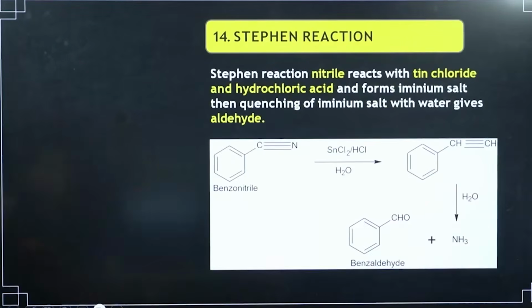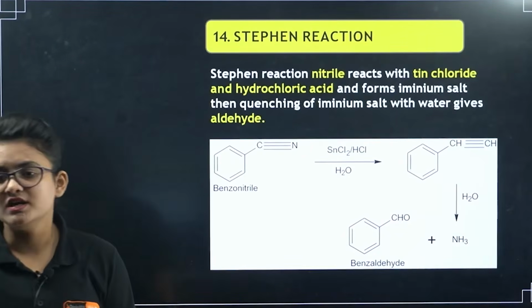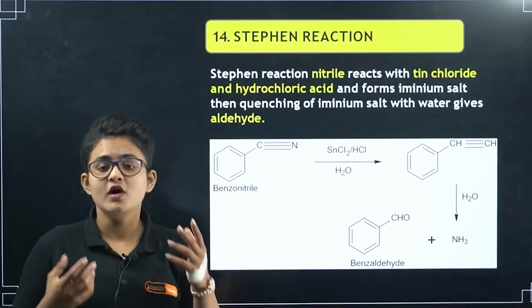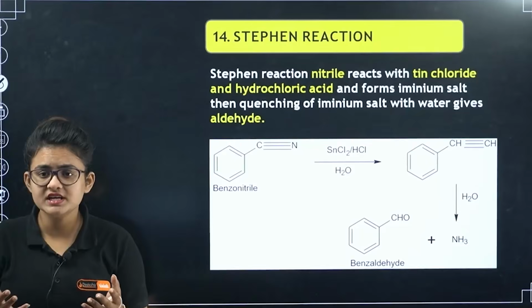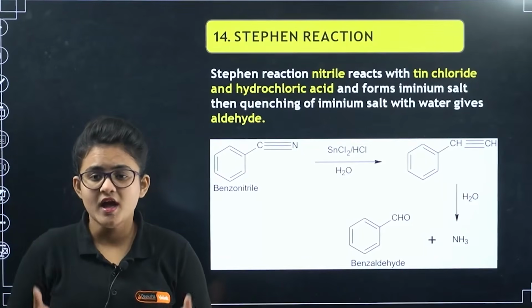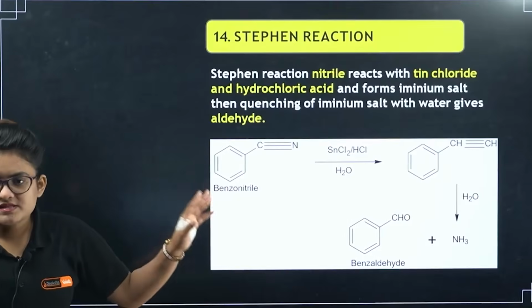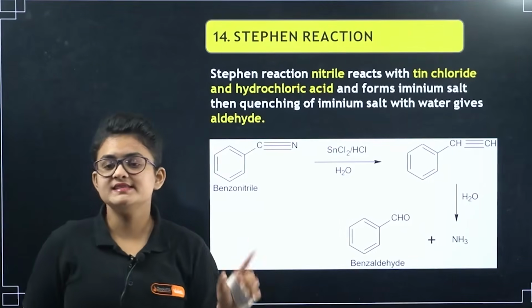Okay, let's proceed. Here you can see Stephen's reaction. So Stephen's reaction is another important one, where nitrile gets converted to aldehyde. So what's your reagent? Your reagent is SnCl2 and HCl in presence of water. Okay, so your benzonitrile will be converted to benzaldehyde.